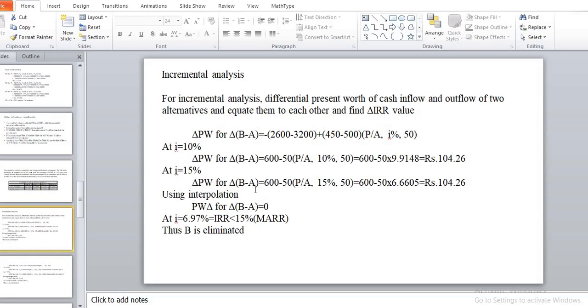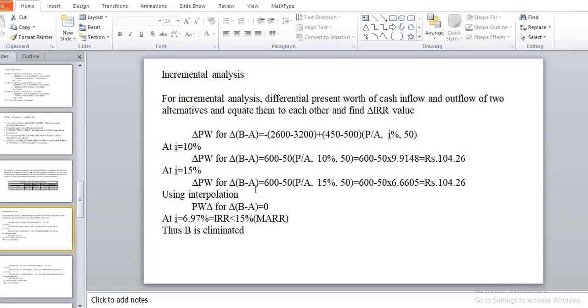For incremental analysis, the differential present worth of cash inflow and outflow of the two alternatives are equated to each other to find the delta IRR value. To calculate the internal rate of return we must use the present worth, annual worth or future worth method. Here in this numerical we use the present worth method.